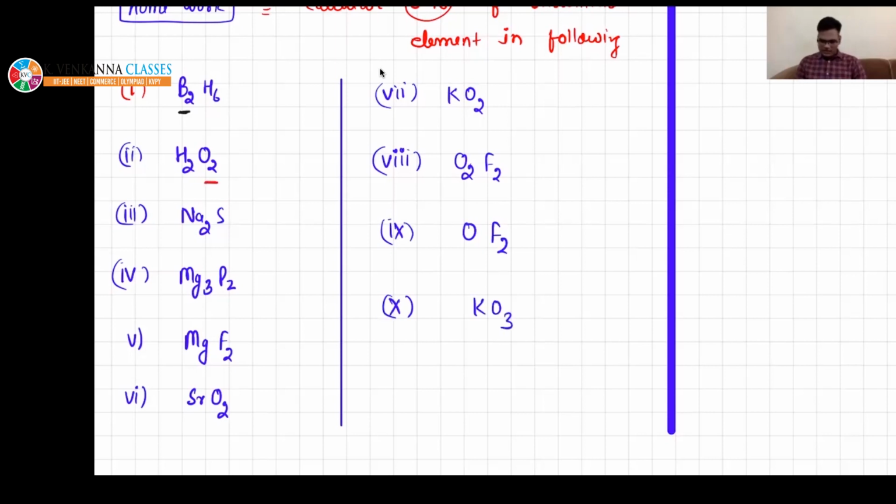I am just underlining. Using the rules, try to figure out the oxidation number of the underlined element. If I have not underlined an element, for example in KO3 I have not underlined the potassium, then I expect you to know the oxidation number of potassium by the given rules, right, beta?